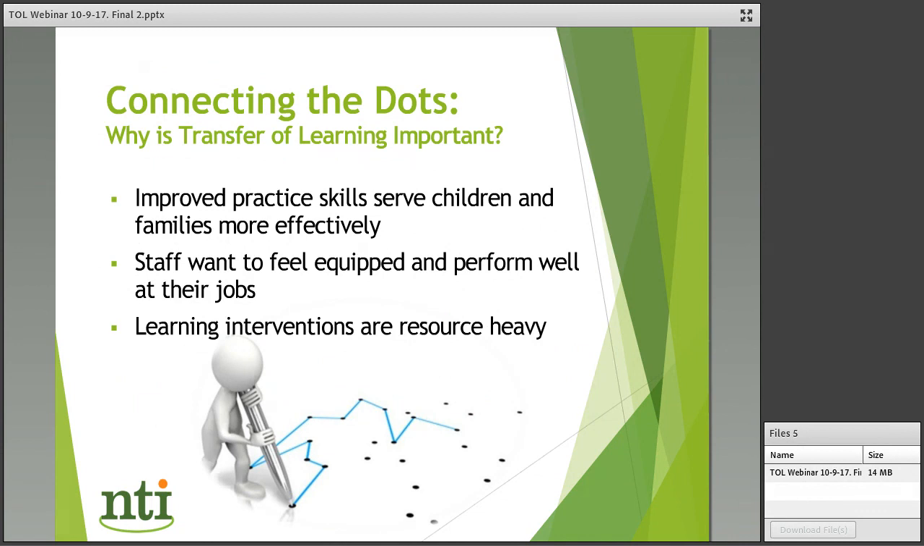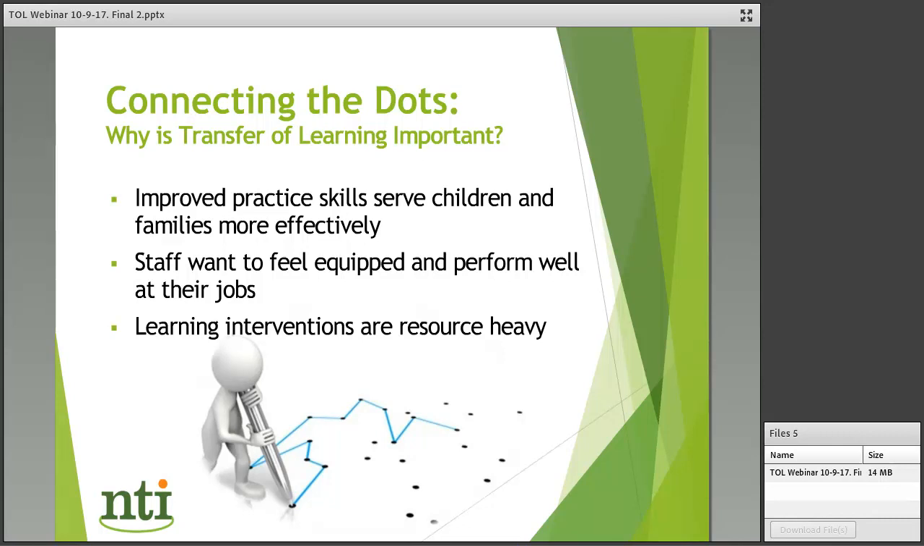But why is transfer of learning important? This is a really critical question, particularly as it relates to our training initiative. Why do we want to participate in this process? I think first and foremost, improving our practice skills serves children and families more effectively. And that's the number one reason why we're doing this work.